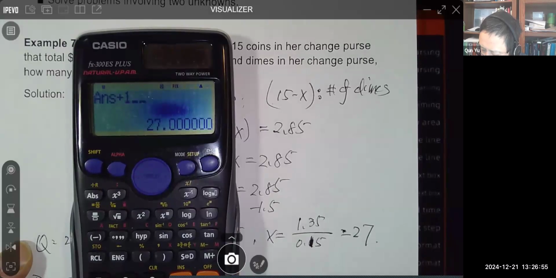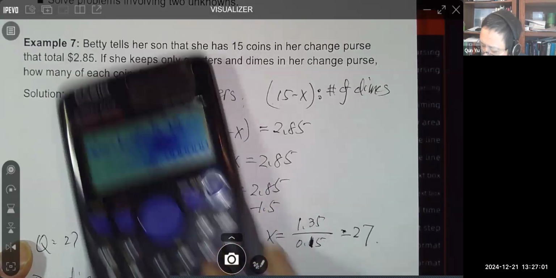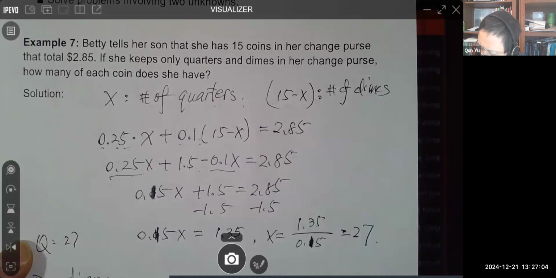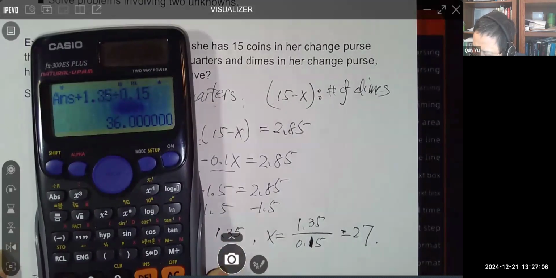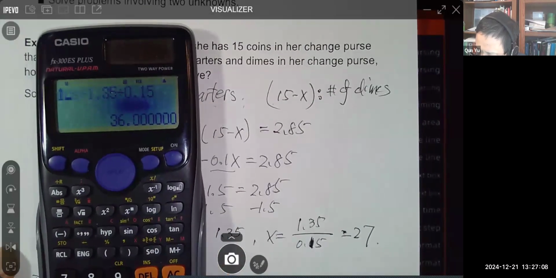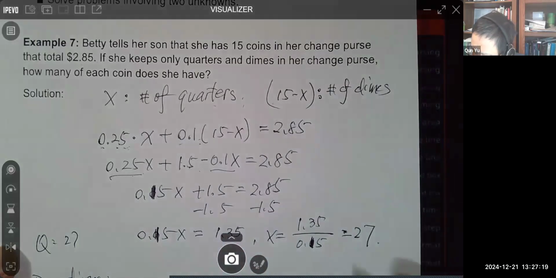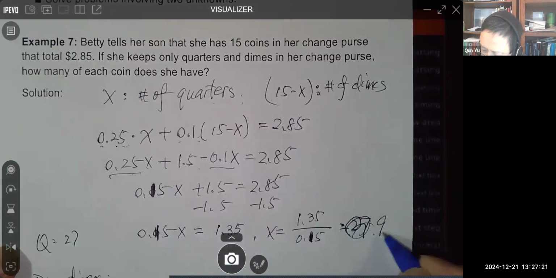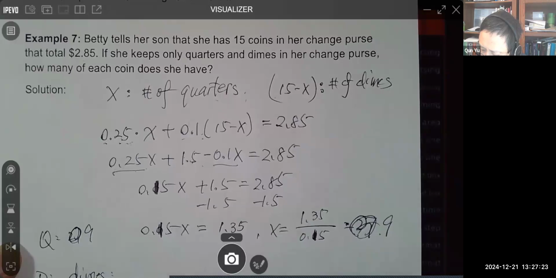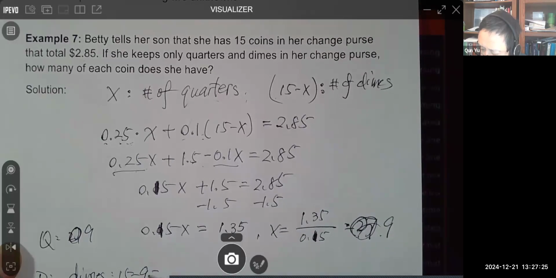So 1.35 divided by 0.15, 36. Oh, 36, even more wrong. 1.35 divided by 0.15, 9. That'll make more sense now. So quarters is 9, dimes is 15 minus 9, that's 6.